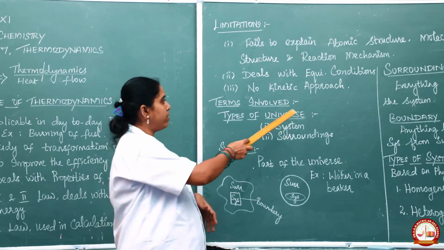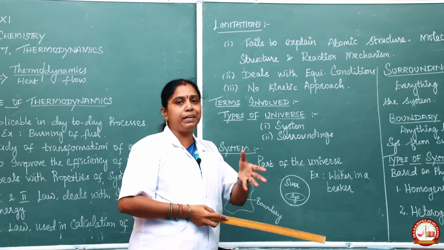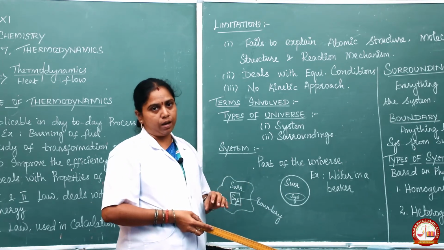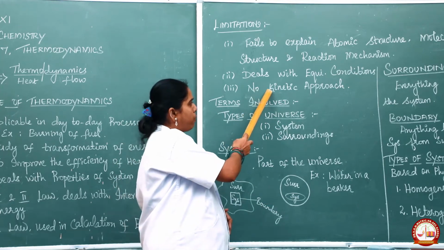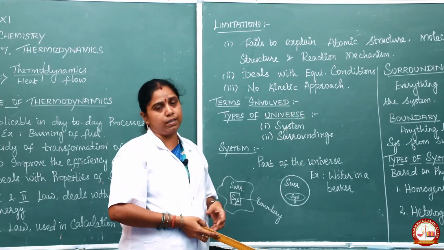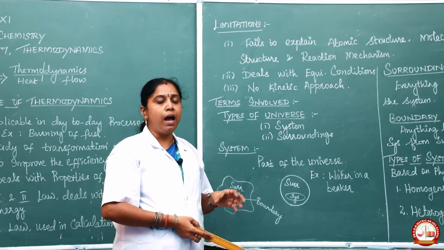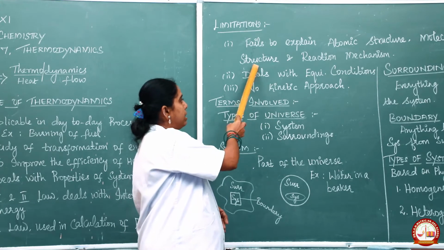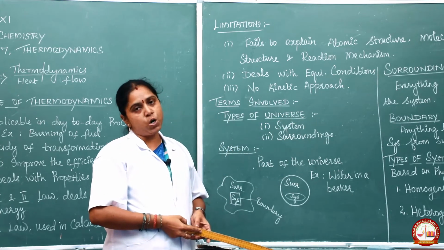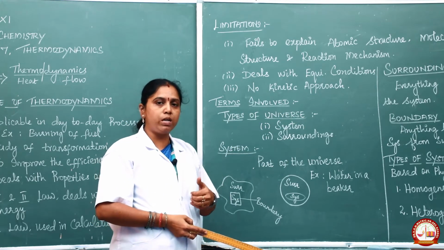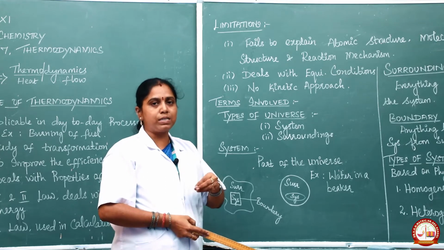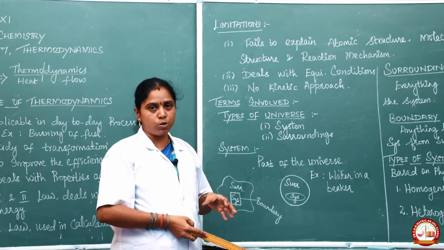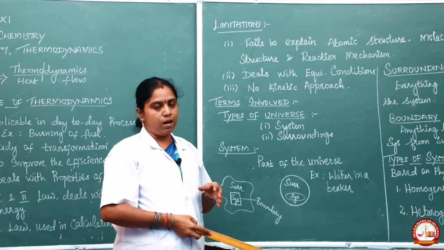And also it deals with the equilibrium conditions quantitatively, based on the amount, but it fails to approach the kinetic factors. The kinetic approach was lagging under equilibrium conditions. So these are the main limitations of thermodynamics. Even though we have so many importance, some limitations are also there, but even then it is said to be a useful branch in almost all the fields.